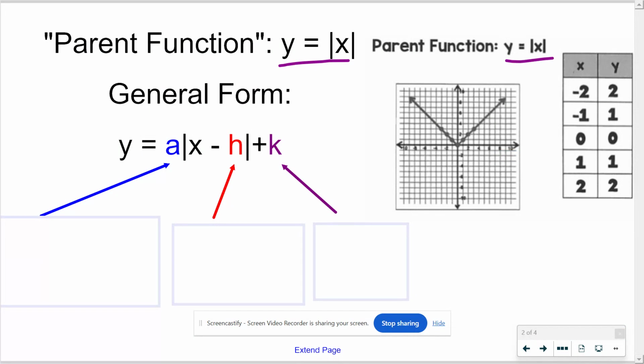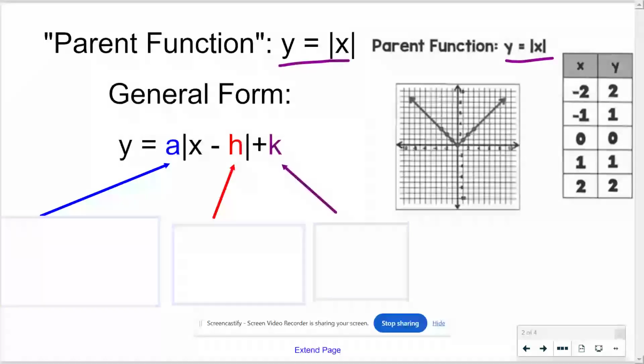Within the actual graph of an absolute value function, the parent function starts at 0, 0, and then it goes up and right and up and left. And you have two straight lines. We can represent these values in a table. If you were to use an input-output table, you input an x value, you get a y value, and you can plot those. When you plot them, you're going to notice that that's our parent function. That's what we're going to be comparing to every single time that we have an absolute value function.